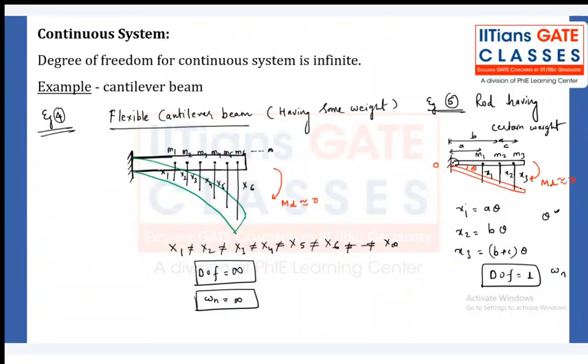So how many displacement variables are required? Only one, theta. That's it. If you just specify theta, like 30 degrees, 20 degrees, 1 degree, 2 degrees, that will be sufficient to specify the position of the system. Then how many degrees of freedom? One. How many natural frequencies? One. Right? No doubt.